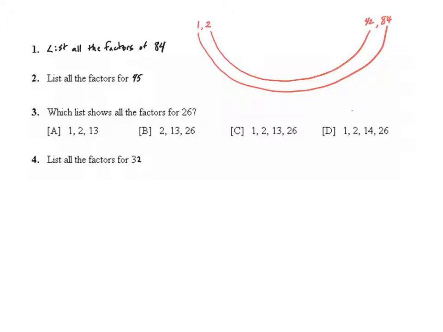After 2 comes 3. The divisibility rule for 3 is the sum of the digits must be divisible by 3. Well, the sum of the digits is 8 plus 4, which is 12, and 12 is divisible by 3, so 3 is a factor of 84. If you're not sure how many times one of these factors goes into the number, you can always just divide. So 3 goes into 8 twice, and then 3 goes into 24 8 times. So 3's partner is 28.